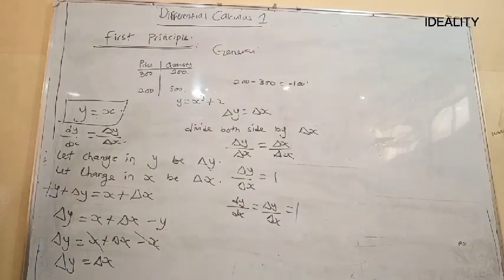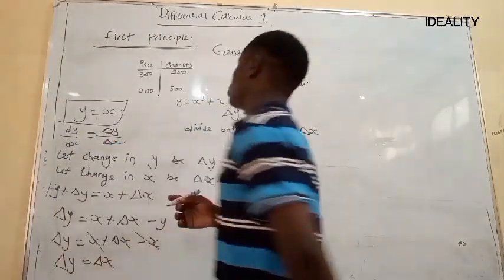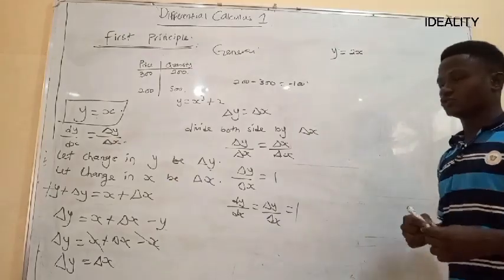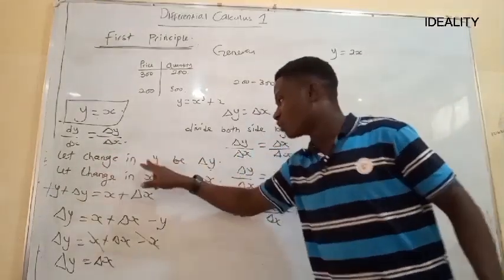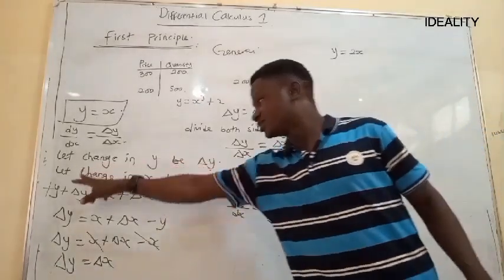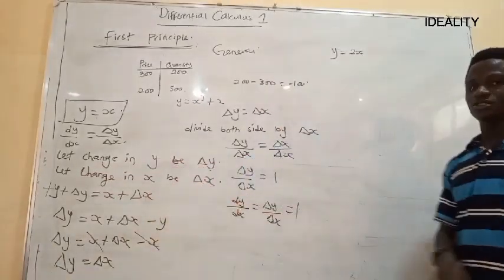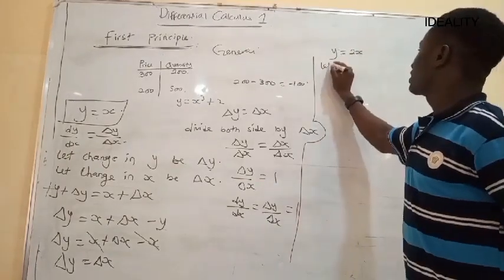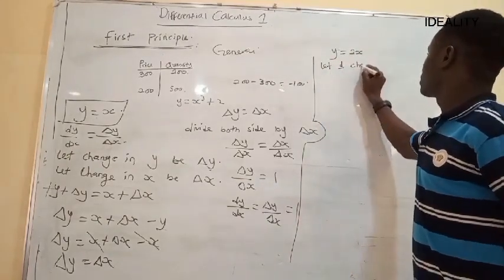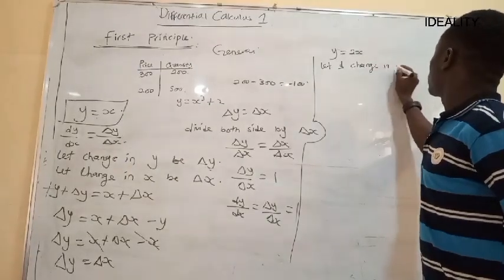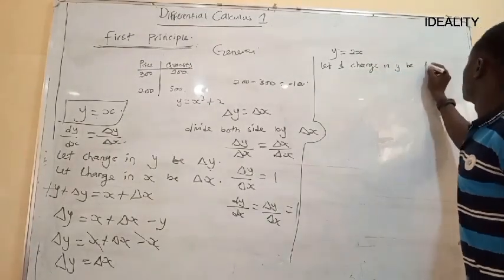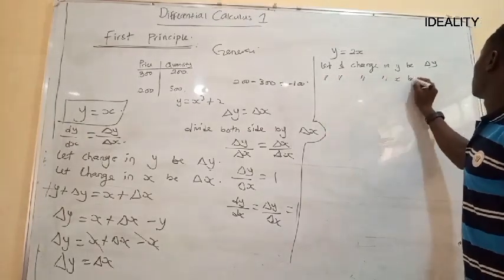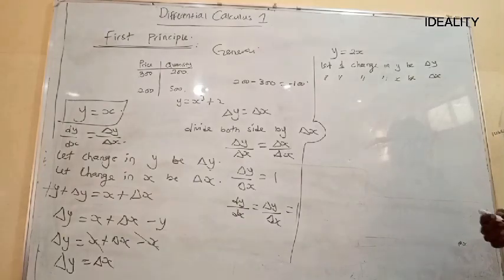You follow the same process. Let's assume we have an illustration, something like this: y equals 2x. We are doing the same thing. Let the change in y be theta y. Let the change in x be theta x. The same process and the same procedure. So we do the same thing for this particular question. We say let the change in y be theta y. Then the same thing, let the change in x be theta x.